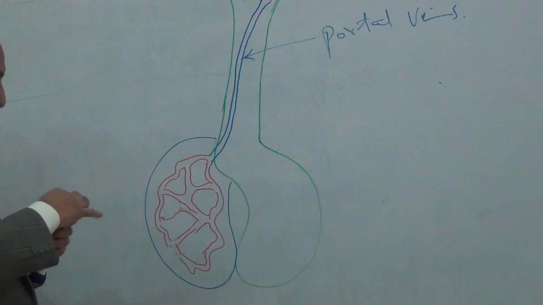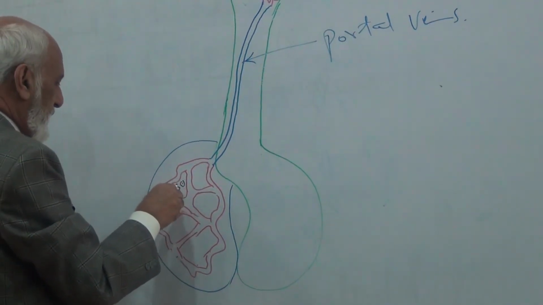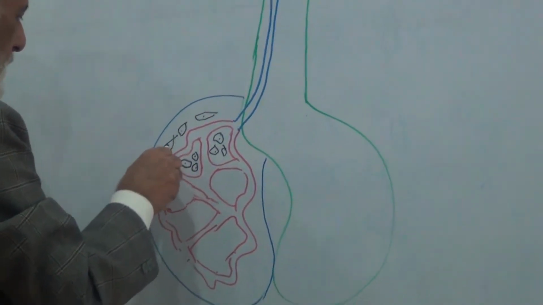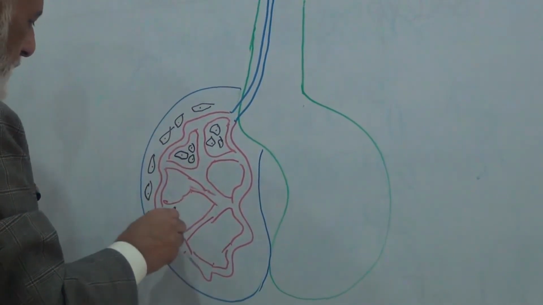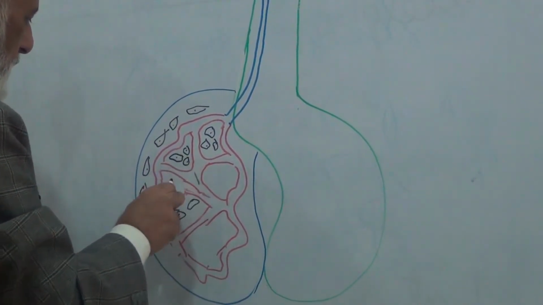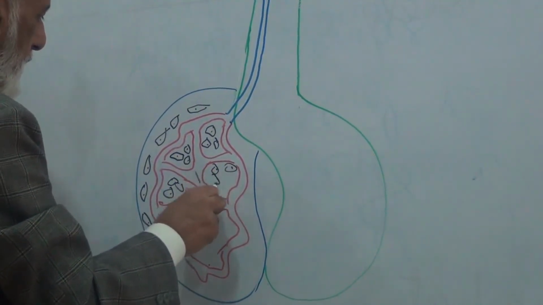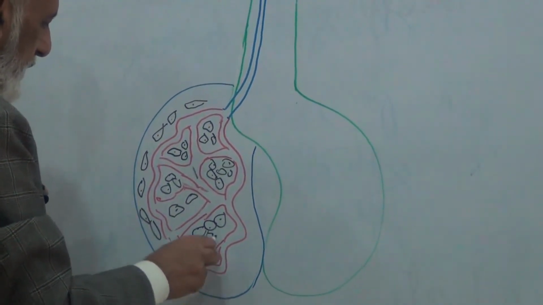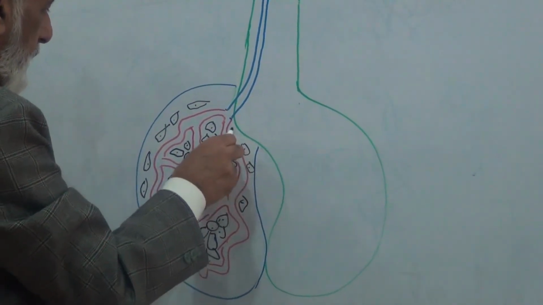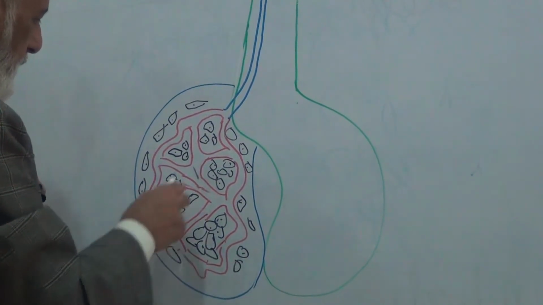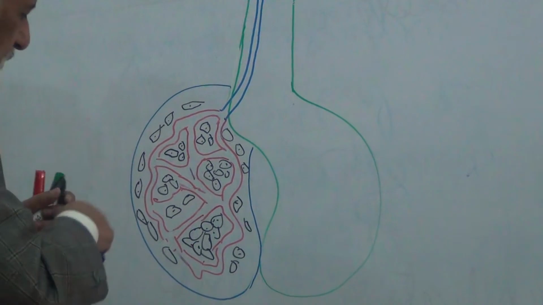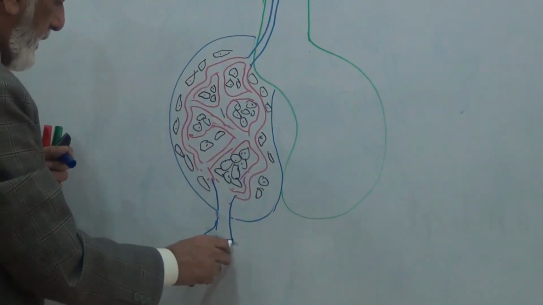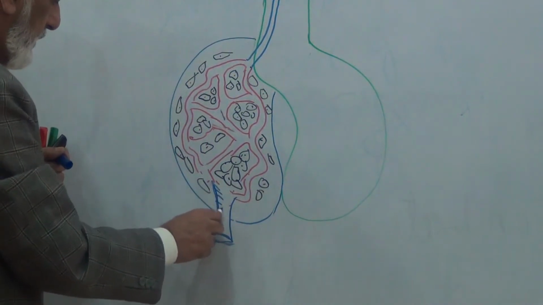Amongst the cells of adenohypophysis, this is the secondary capillary plexus. These are the cells of anterior pituitary which produce various hormones. And from this capillary plexus, blood drains through a vein, the anterior hypophyseal vein, and we already talked about this.